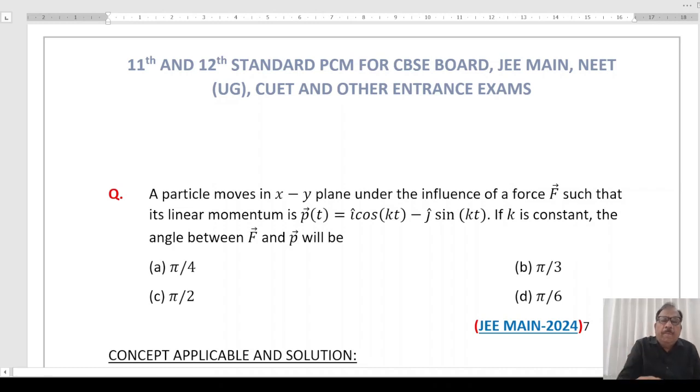Question is, a particle moves in the xy plane under the influence of a force F, such that its linear momentum is P(t) equal to i cos kt minus j sin kt. If k is a constant, the angle between the vectors F and P will be.